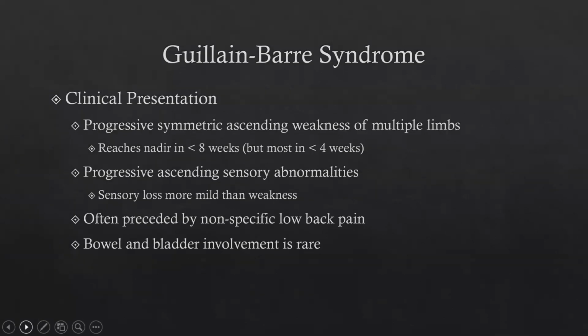In terms of the clinical presentation, generally you get a progressive symmetric ascending weakness of multiple limbs. So you peak in terms of symptom evolution within 4 weeks, although there are some who reach the peak of their symptoms anywhere between 4 to 8 weeks, but generally within 4 weeks, you should have peaked in terms of symptom evolution.